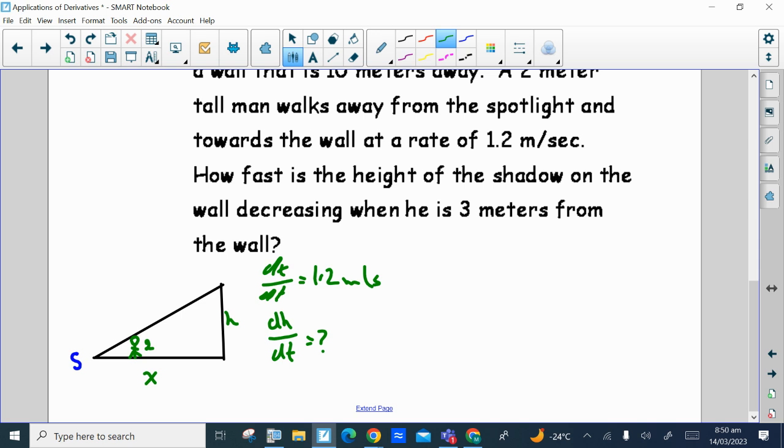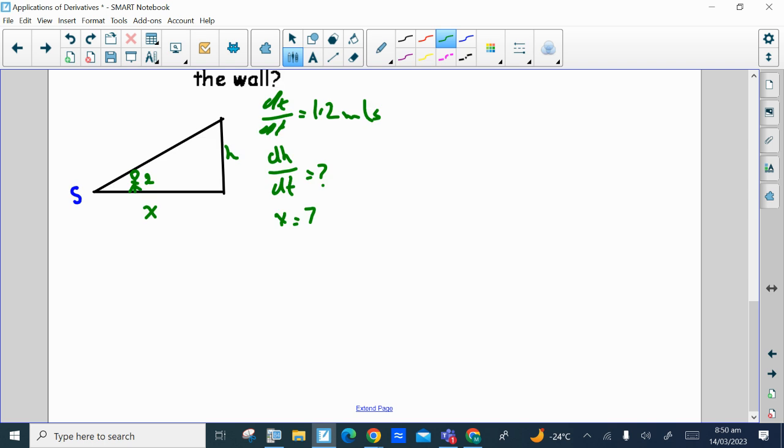At the moment when he is 3 meters away from the wall, which means he has traveled 7 meters, or he is 7 meters away from the spotlight. So at the moment when x is 7. When he is 3 meters away from the wall, which means he is 7 meters away from the spotlight. And it's the spotlight that is determining the shadow. So that's why we have to use that number.